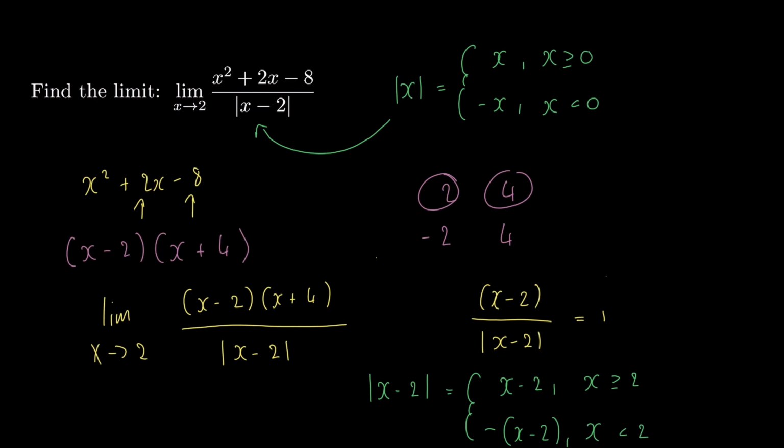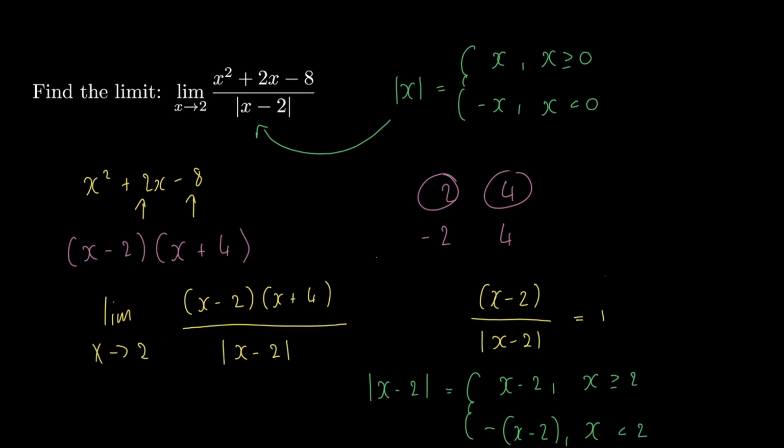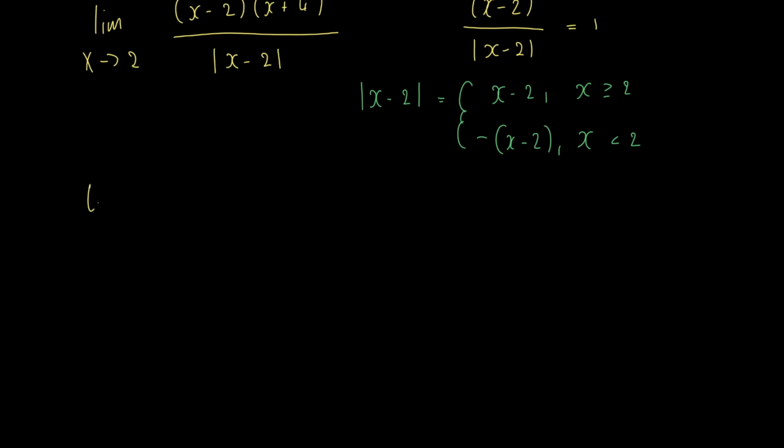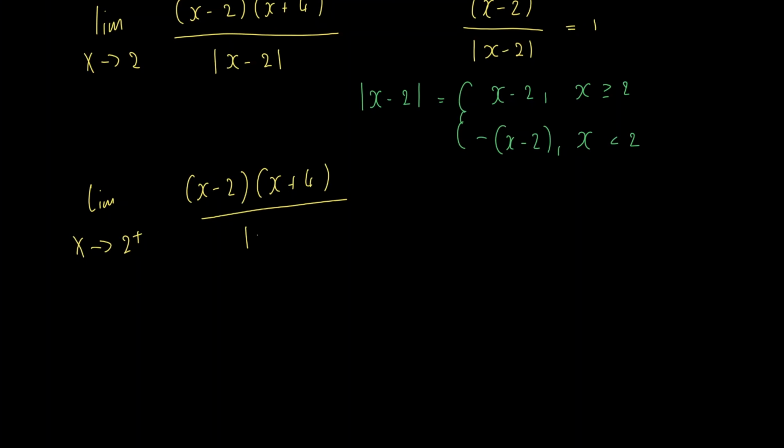So we can see that the absolute value of x minus 2 takes on different values when approaching from the left or right. So we need to evaluate our limit as x approaches 2 from the left and as x approaches 2 from the right. So we have the limit as x approaches 2 from the right of x minus 2 multiplied by x plus 4, divided by the absolute value of x minus 2.